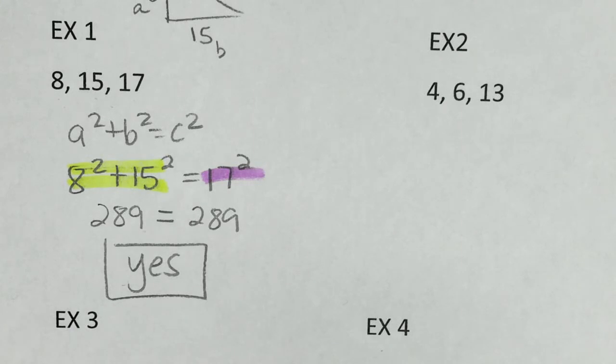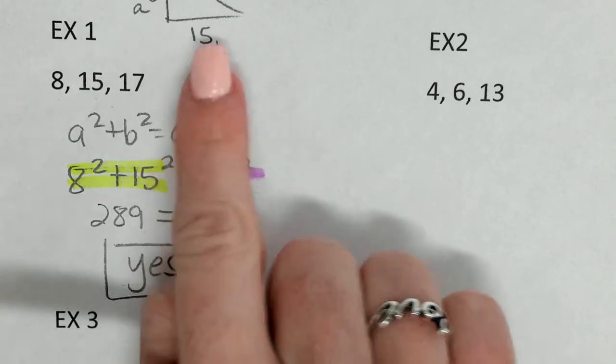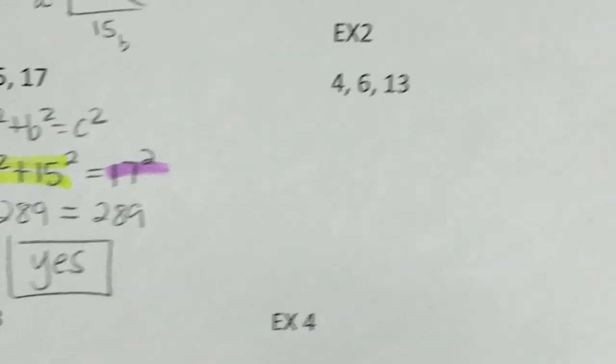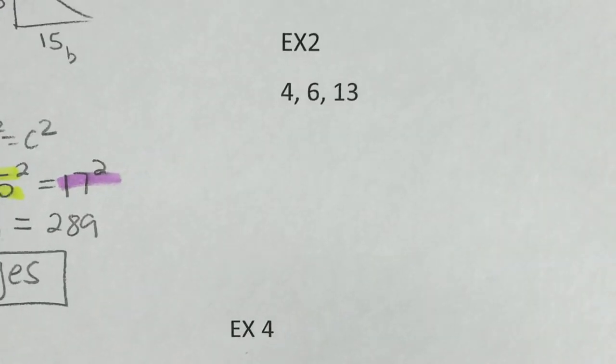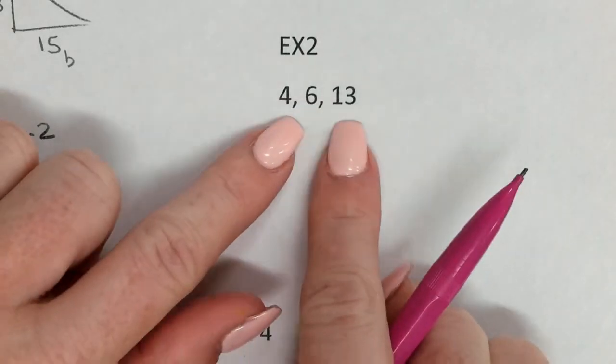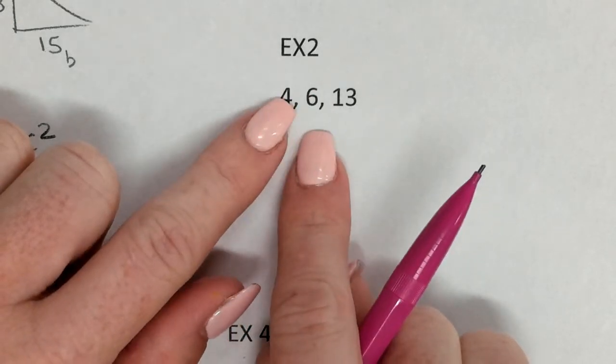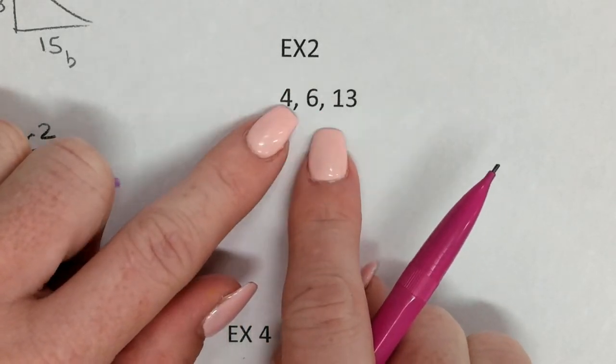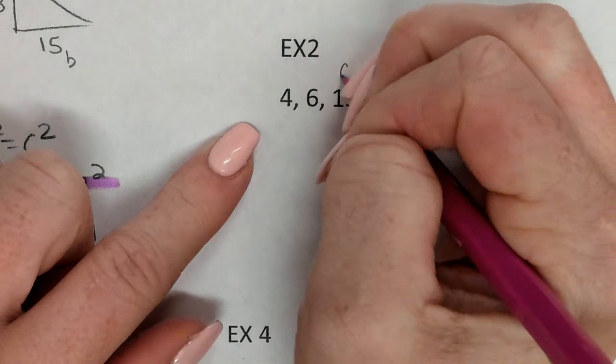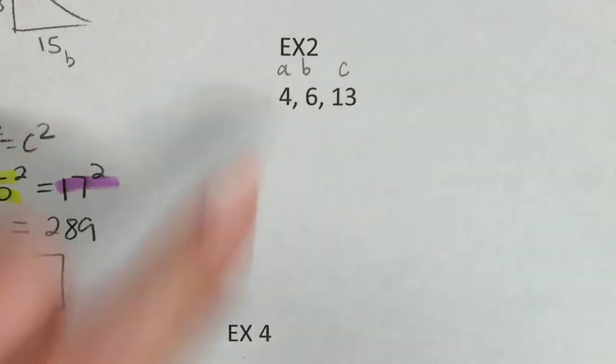Did I square root anything today? No, because I'm not solving for a missing side. Please do not use the square root button today because you are not solving for a missing side. All right, everybody look at example 2. Out of these 3 numbers, which one would have to be the C? Okay, so this is going to be my C and my A and my B.